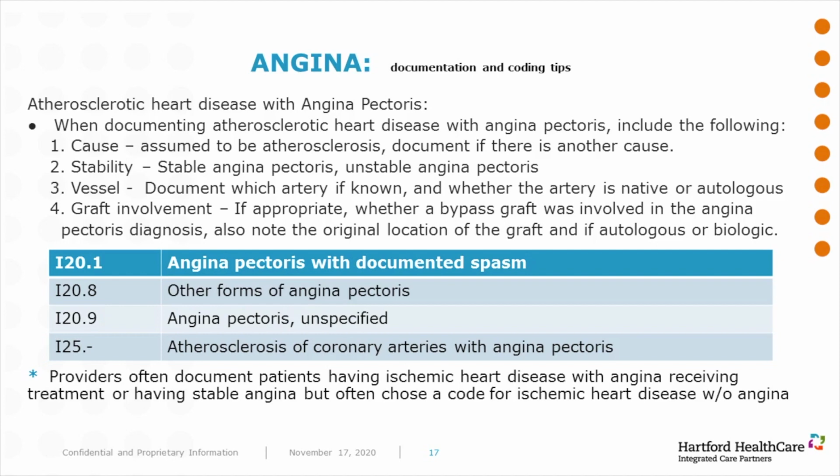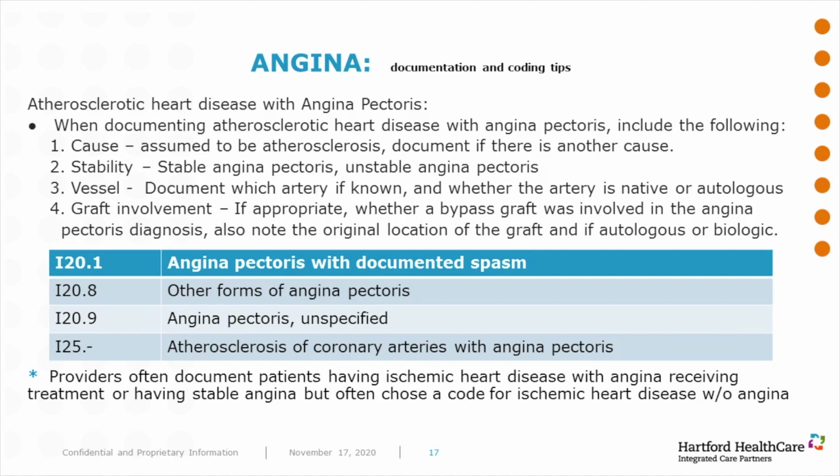Providers often document patients as having ischemic heart disease with angina, receiving treatment or having stable angina, but often choose the code for ischemic heart disease without angina. And so what I will say as I do chart reviews, a patient may have had an anginal event, right? And the angina has resolved. But when I look on the med list, the patient still has an active prescription for nitroglycerin due to the angina.